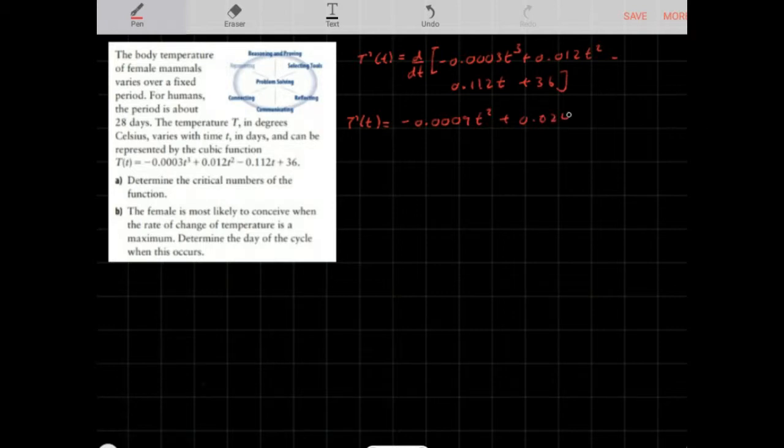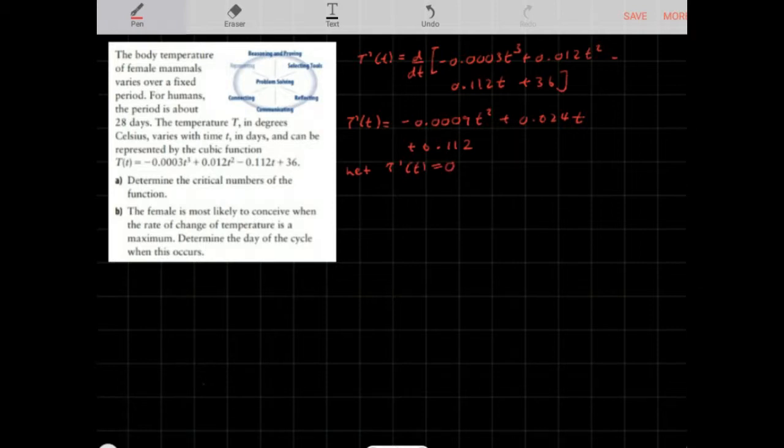To find the critical numbers, I need to find the first derivative, so I'm going to find T'(t). I'm going to take the derivative with respect to t of -0.0003t^3 + 0.012t^2 - 0.112t + 36. T'(t) is equal to -0.0009t^2 + 0.024t + 0.112.